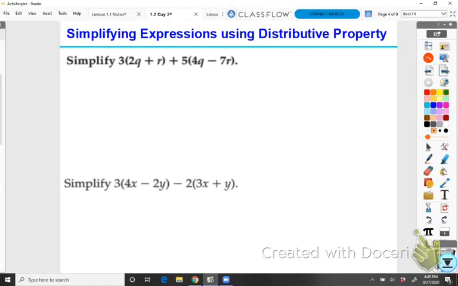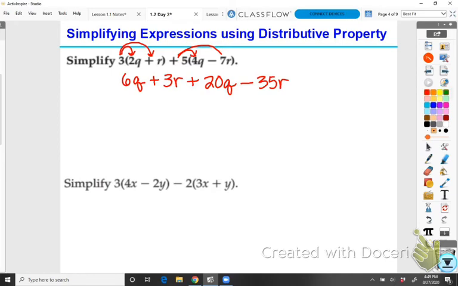So here's applying the distributive property. I'll go through a few examples. I always like to draw these little arrows so I remember to go to both things, or every number or term inside the parentheses. So 3 times 2q is 6q. 3 times r is 3r, and there's a plus in the center. And then we have an addition. 5 times 4q is 20q. And then we've got minus 5 times 7r, which is 35r.